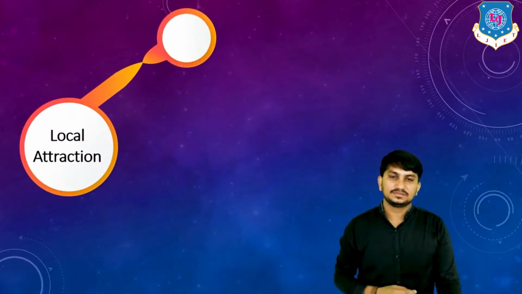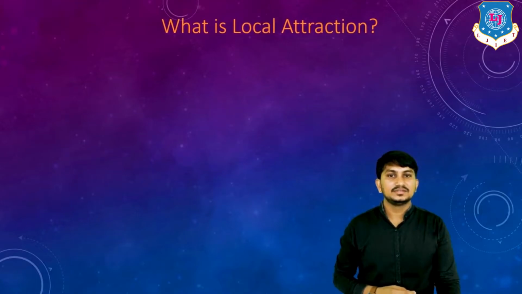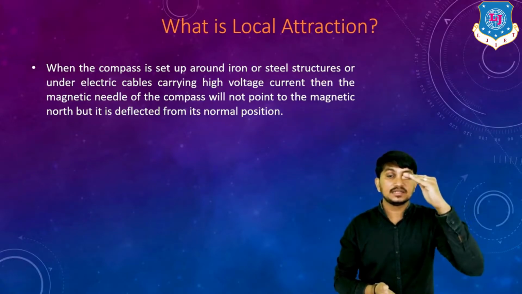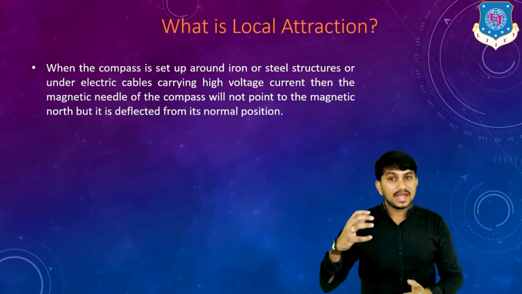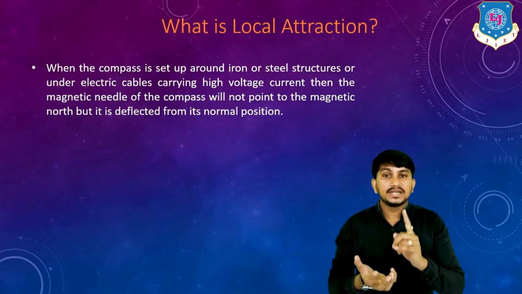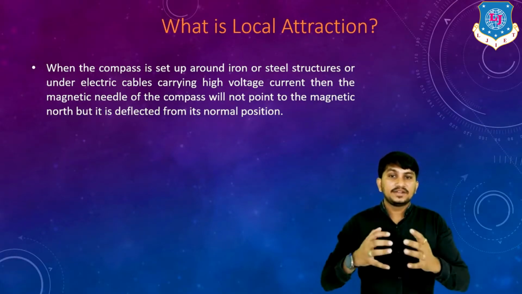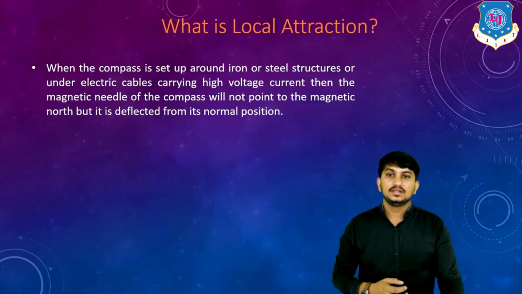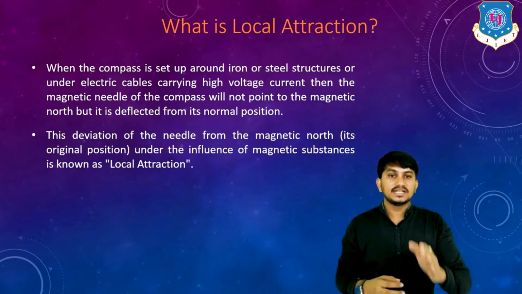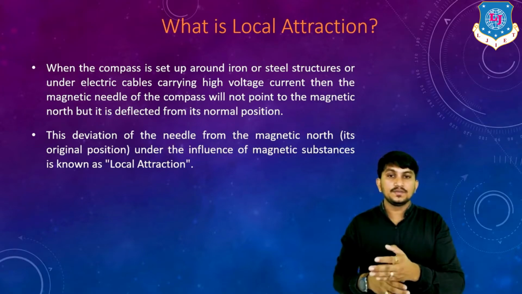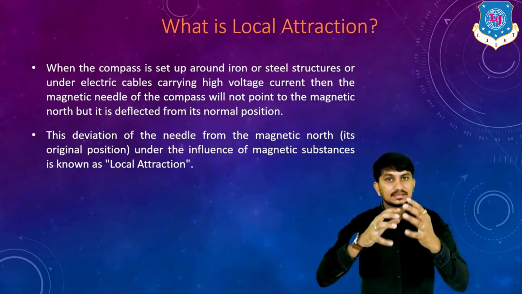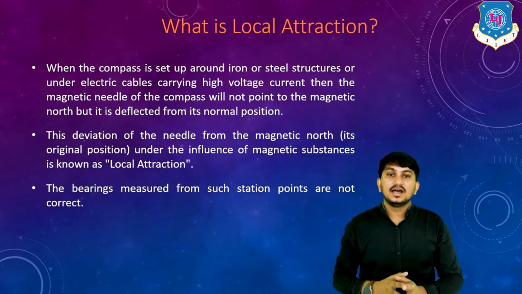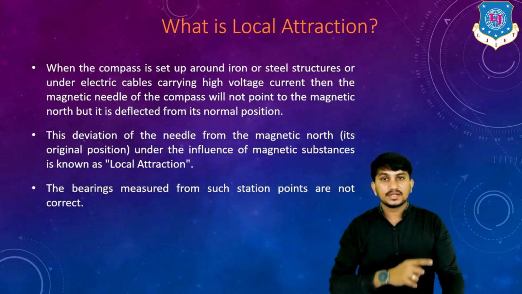So what is local attraction? When the compass is set up around iron or steel structures or under electric cables carrying high voltage, then the magnetic needle of the compass will not point to magnetic north, or it is deflected from its normal magnetic north direction. This deviation of the needle from magnetic north or its original position under the influence of magnetic substances is called local attraction. The bearings measured from such stations are not correct and need to be corrected.